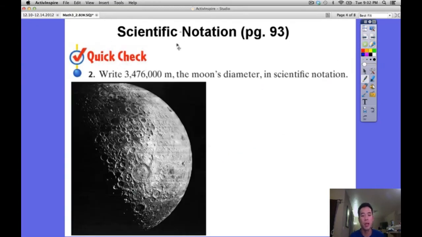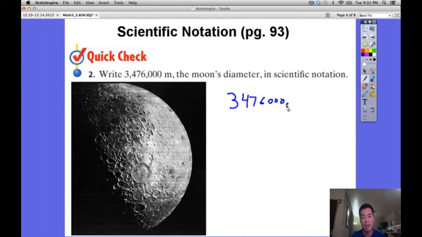Here's another one. Express 3,476,000 meters, the moon's diameter, in scientific notation. So this time, I have a really big number in the millions, and I need to write this in scientific notation. Well, where's the decimal place in this really big number? Well, it's at the end. And here's the tricky part. In scientific notation, in the ones place, we can only have one digit, which means the number in front of the decimal has to be between 0 and 9.